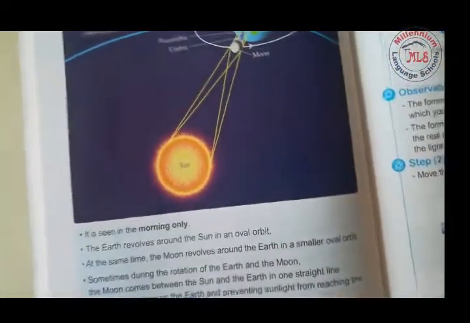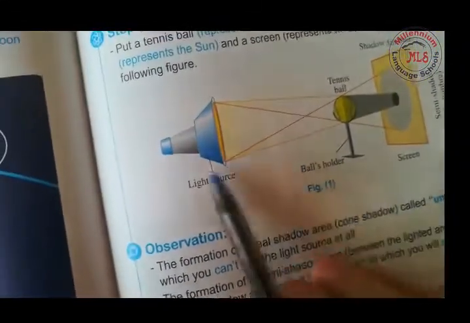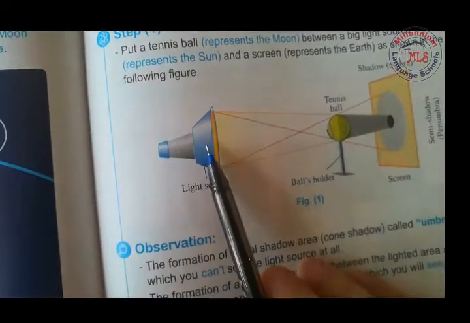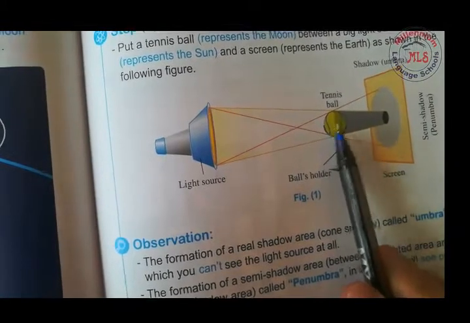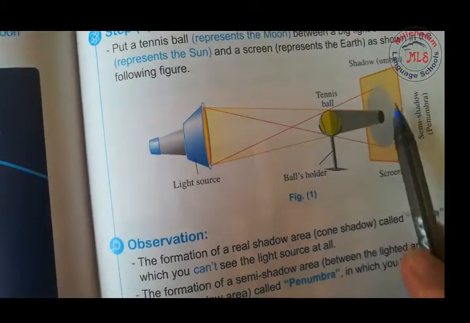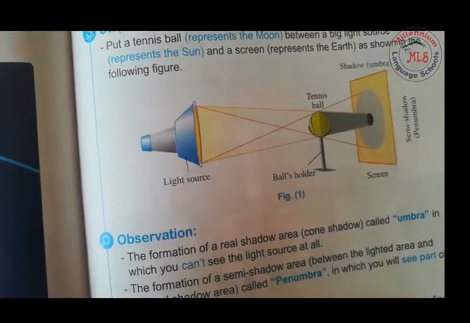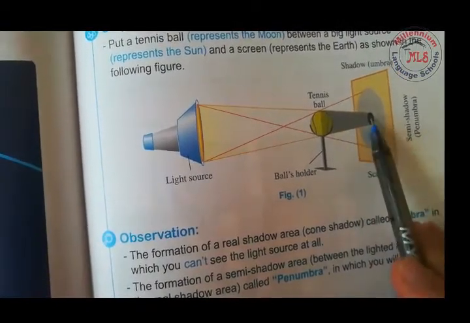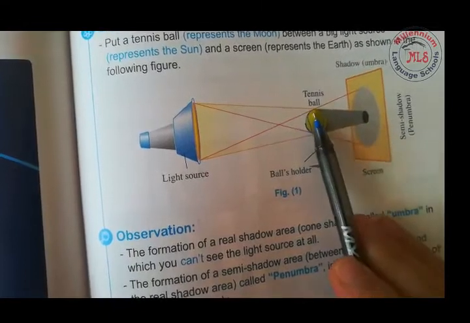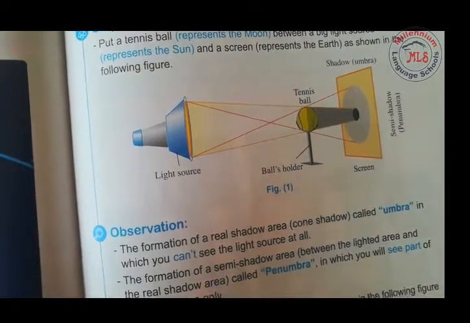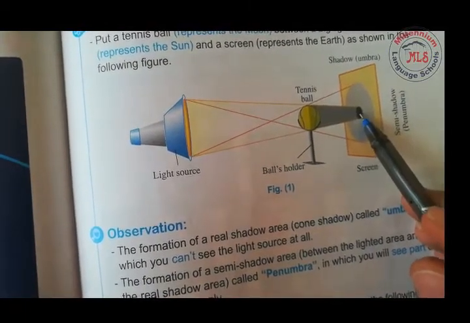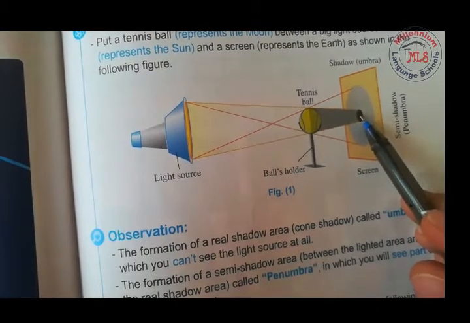If you look at this shape in this experiment, this is the source of light, which represents the sun, and this is the tennis ball, which represents the moon, and this is a screen, which represents the earth. This is the shadow area. The shaded area or umbra cone reaches the earth's surface. It forms this part, which is called umbra.